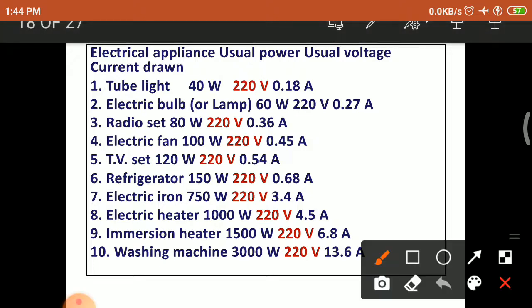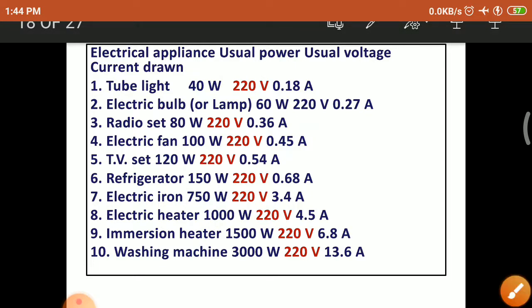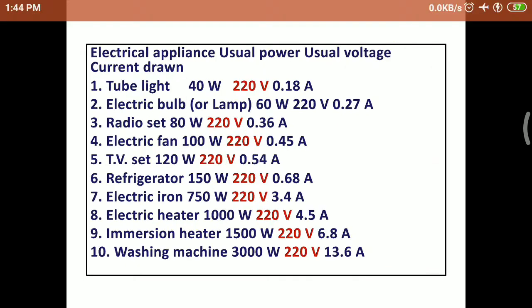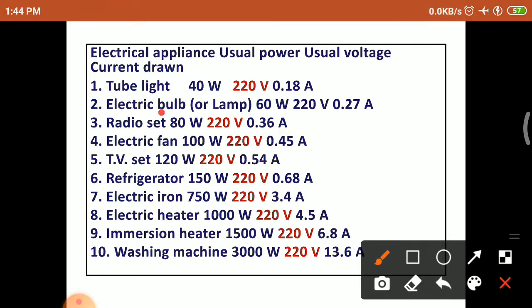If you take an electrical bulb, its watt is 60 watt, 220 volt. The current drawn from the circuit is 0.27 ampere. Radio set, the watt of the radio set is 80 watt, 220 volt, and the current drawn from the circuit is 0.36. The same way, I have given electrical fan, TV, refrigerator, electric iron, electric heater, immersion heater, washing machine.